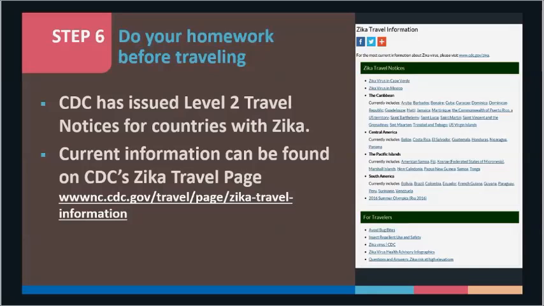You probably know this page already, but you can find information about Zika virus related to travel on the CDC Zika travel page, in the section shown here on this slide. If you have problems, you can just go to cdc.gov/travel, and once you get to that page, you can then find the Zika notices as well.